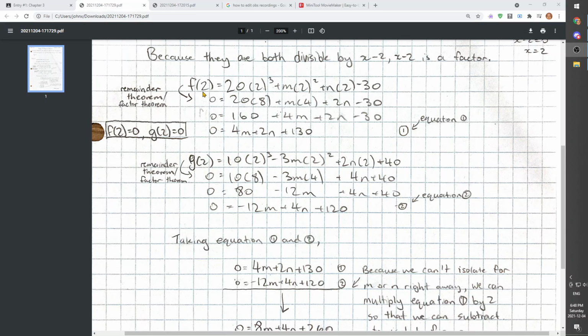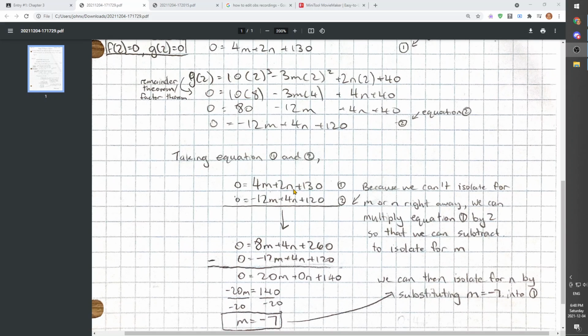We then have to substitute x is equal to 2 into both equations and let the other side equal 0. This is because f of 2 is equal to 0 and g of 2 is also equal to 0. Once we simplify both of the equations so that the only remaining variables are m and n, we can use those new equations to solve for both of the variables individually.